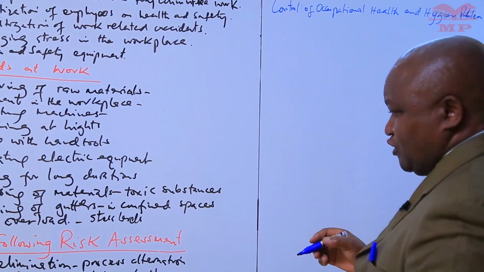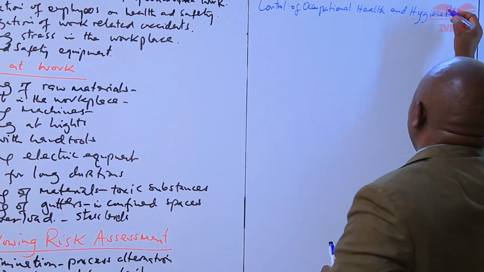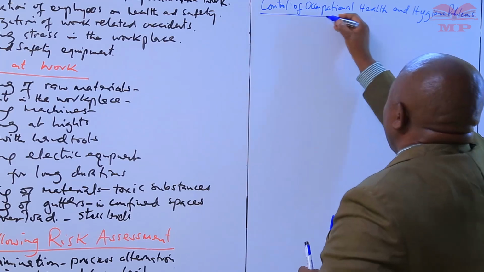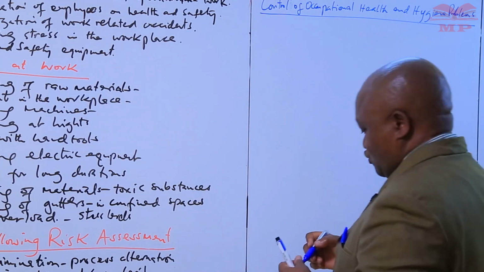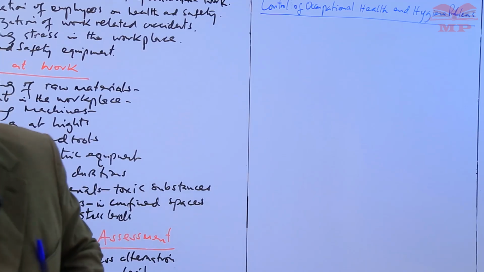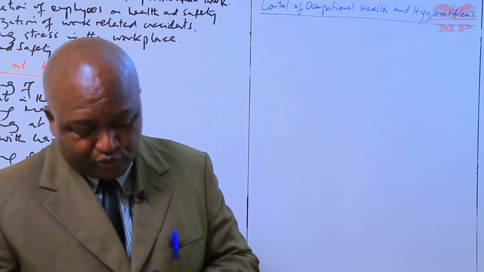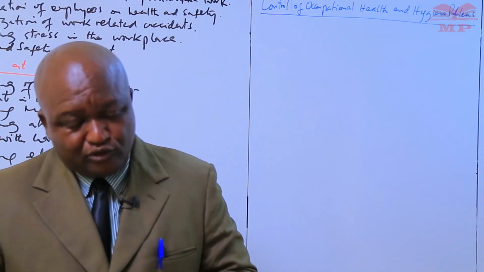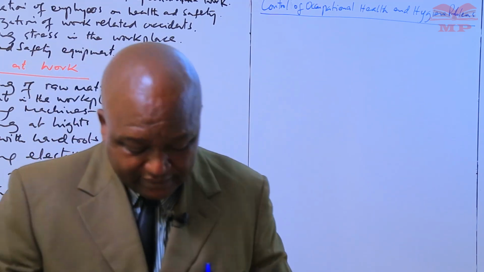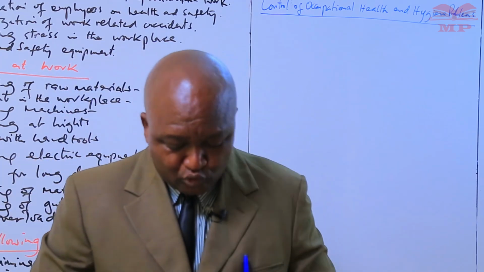Control of occupational health and hygiene problems. Now, when it comes to housekeeping issues within an operational environment, you have what you call housekeeping issues. Now, when it comes to housekeeping issues, what are some of the things that should be done to control the hazards or occupational health problems that workers may be exposed to?